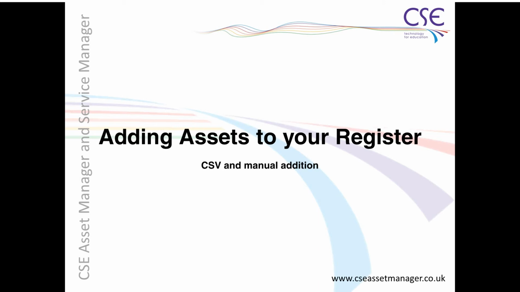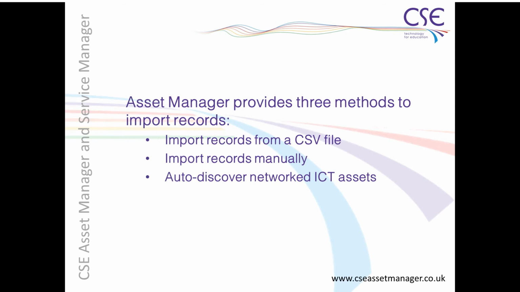For maximum flexibility, there are 3 methods which you can use to create asset records. Depending on your circumstances and existing records, all of these may be applicable. These are importing records from a CSV file, importing records manually, suitable for small numbers of items, perhaps more unusual or one-off assets, and auto-discovery of networked ICT assets, which we'll cover in a separate video. The fields you're recording this information into are highly configurable to meet your particular needs, as also covered in another video.